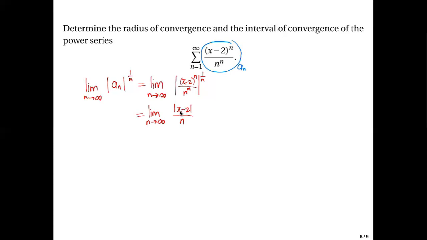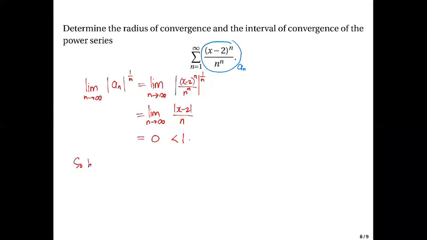This is just the limit as n approaches plus infinity of the absolute value of x minus 2 quantity to the n raised to 1 over n, which is the limit of the absolute value of x minus 2 over n. Since x minus 2 is independent of n, this absolute value is constant relative to n, and as n approaches plus infinity, this will just go to 0. And this is less than 1.